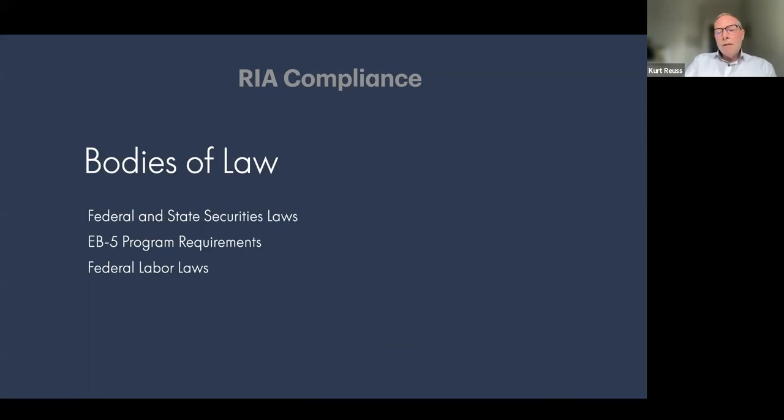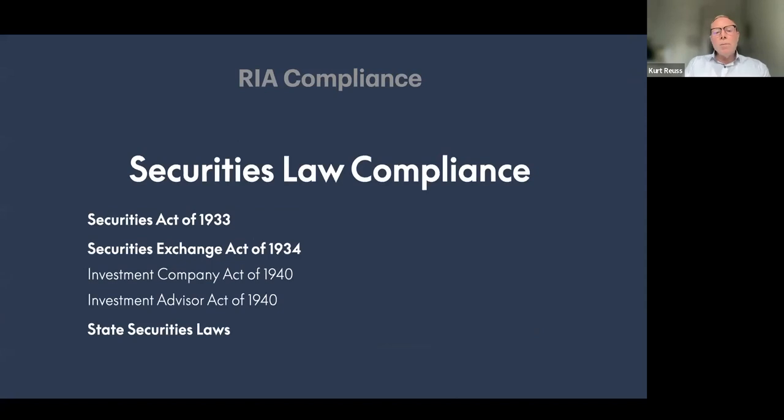Bodies of law. These are the 3 areas that I think probably encapsulate the majority of what needs to be done from a compliance standpoint. You've got federal and state securities laws, you've got specific EB5 program requirements, and you've got federal labor laws. Of those 3, the federal labor laws is probably a bit ancillary to it, but I wanted to make sure it was on the slide. But mostly going to talk about securities laws, what you need to do to satisfy them, and the new program requirements.